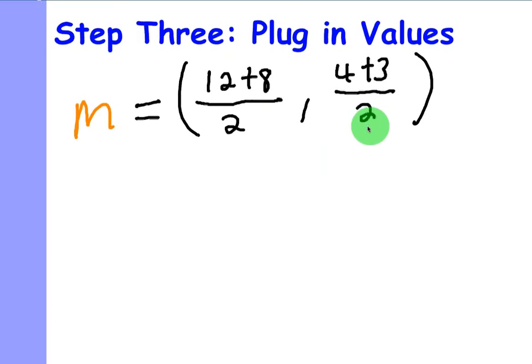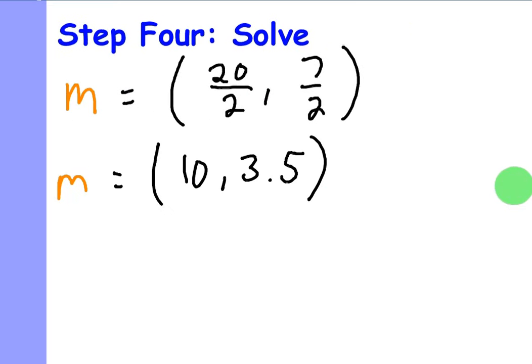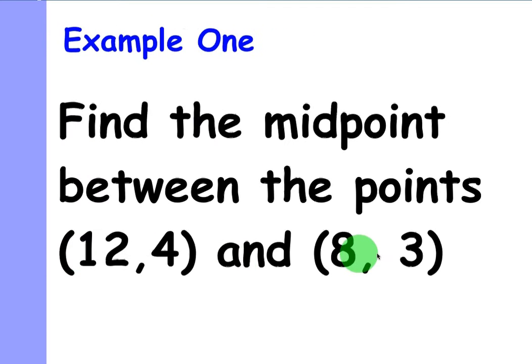From there we just solve, okay? So 12 plus 8 is 20, and 4 plus 3 is 7. So that's what we get right here. And when we simplify it out, decimals are better than fractions when it comes to points. They're easier to sketch or to plot. So final answer is (10, 3.5). So (10, 3.5) is the midpoint between these 2 points. And you can kind of see it's the average of the x's and the average of the y's.